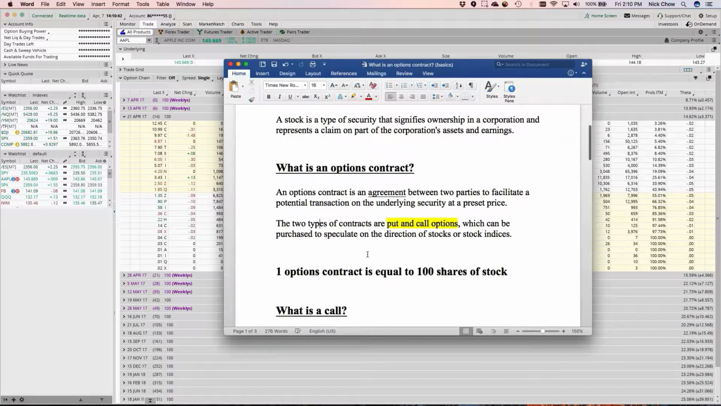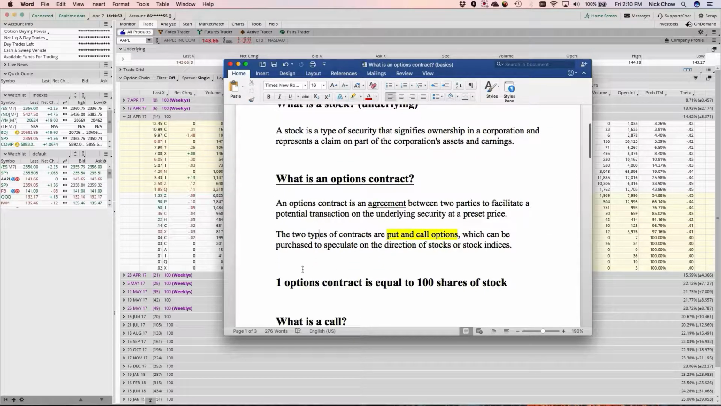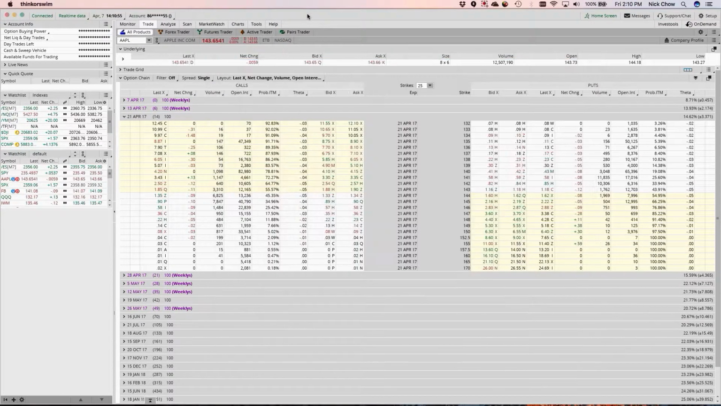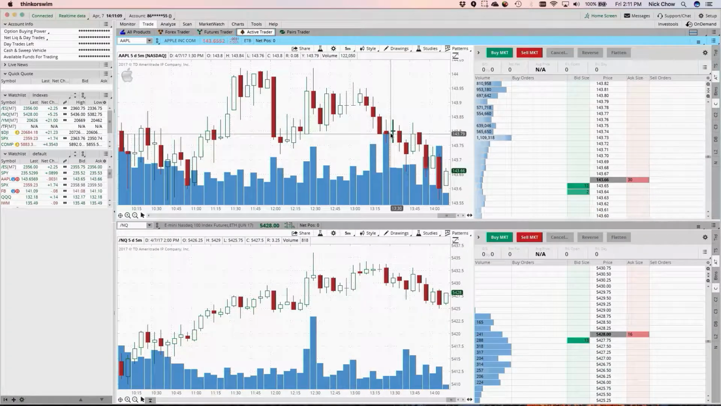One options contract is equal to 100 shares of stock. We'll go into detail a little bit later in the video of why that is and what that is. But just know that if you purchase either a call or a put, you are controlling 100 shares of stock. So instead of purchasing the stock outright, which I can show you here, we're controlling 100 shares of stock instead of one.